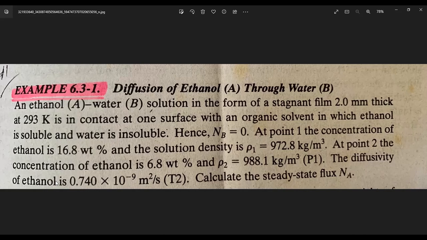At point 1, you're given the concentration of ethanol, which is 16.8 weight%, and the solution density. In this case, I changed the weight percentage here, and the same thing with the thickness of the film. At point 2, I also changed the concentration of ethanol, but the densities I kept because, of course, it's the density of ethanol. Now, you're given the diffusivity of ethanol, which is 0.740 times 10 raised to negative 9 square meter per second. So you are to determine the N_A, which is the steady state flux.